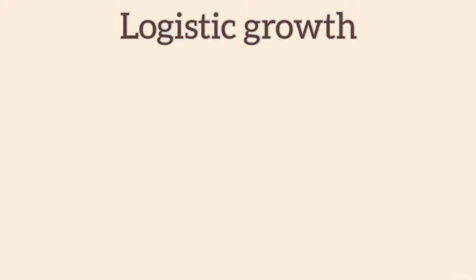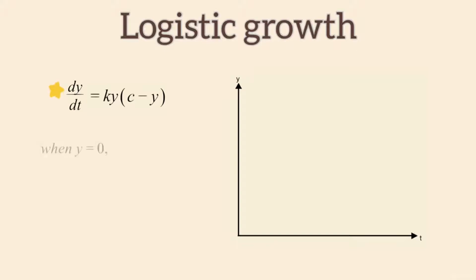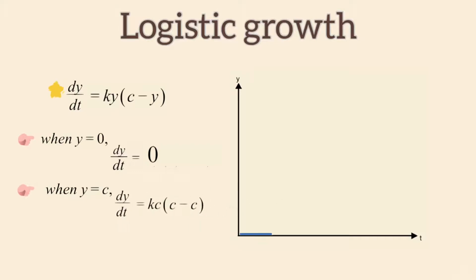For logistic growth, dy/dt = ky(c - y). So let's try to graph this. When y equals 0, let's replace y with 0. dy/dt will be 0. So at that point, y is unchanged. Let's replace y with c. dy/dt will be 0 as well. So y at c is 0, unchanged.